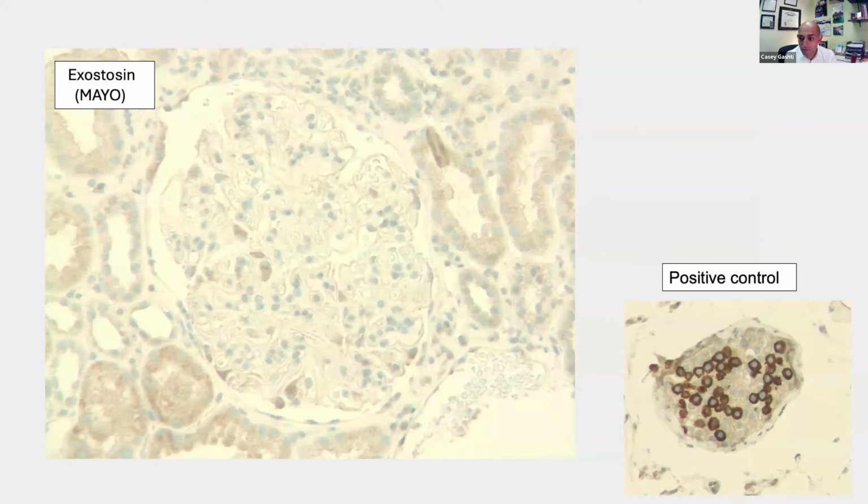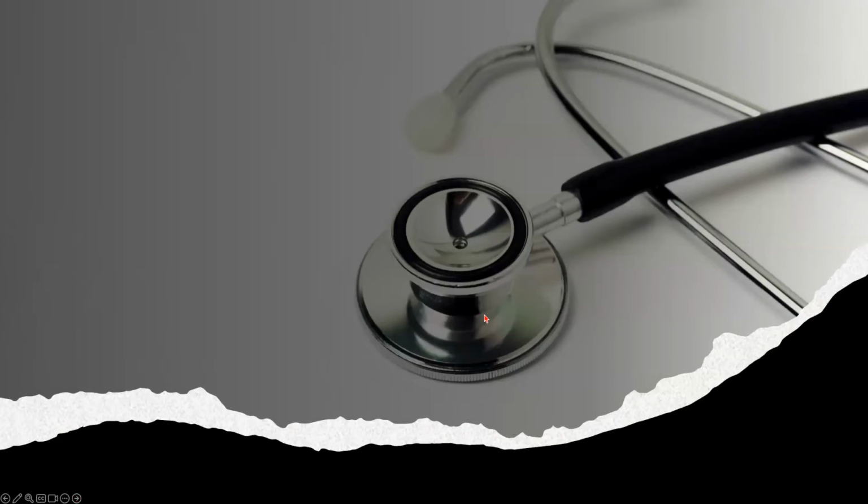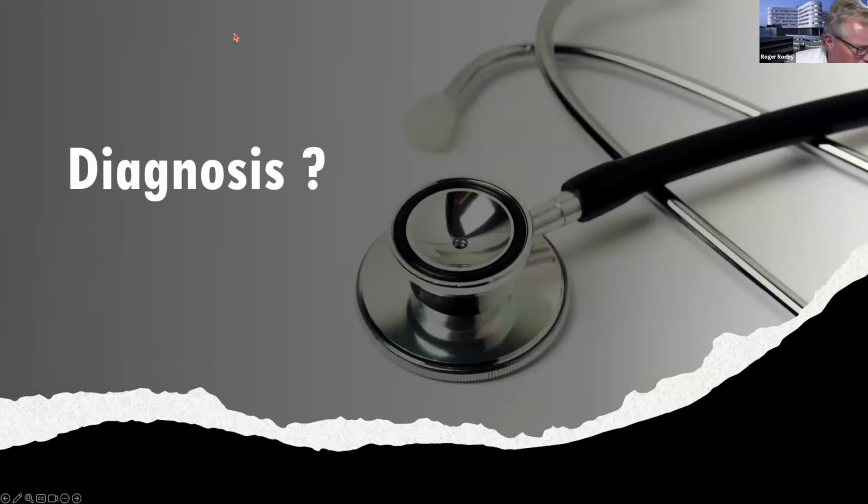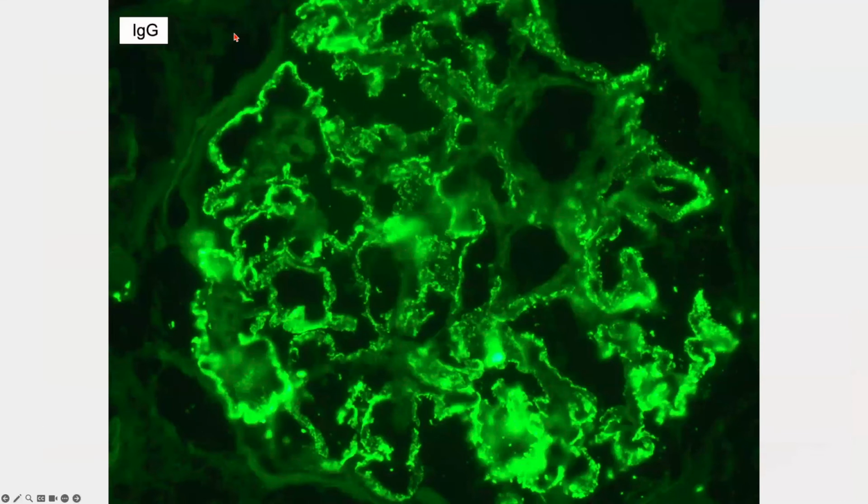Exostosin is negative with a positive control. Nice. Yeah, and we did not get a sample for EM. Hey, David, what about the rest of the IF? It was full house, IgG, IgM, IgA, C3, and C1q. And PLA2R was negative also. Yeah.